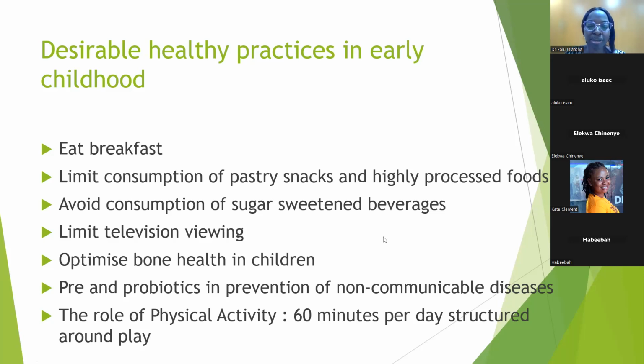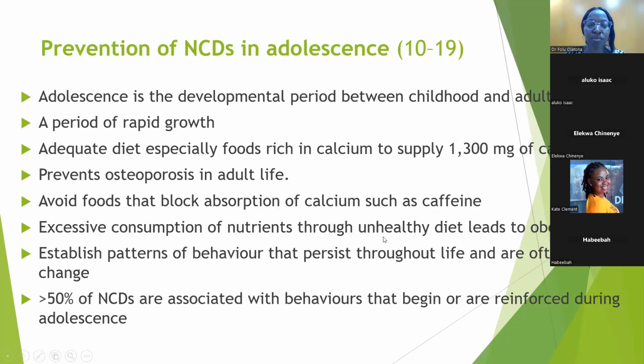A child should be engaged in at least 60 minutes of physical activity structured around play. It shouldn't be like punishment. So the child should see it as play. In adolescence, a healthy lifestyle is still very important. This period is the developmental period between childhood and adulthood. It is a time of rapid growth. The growth at this stage is second only to the growth in infanthood.